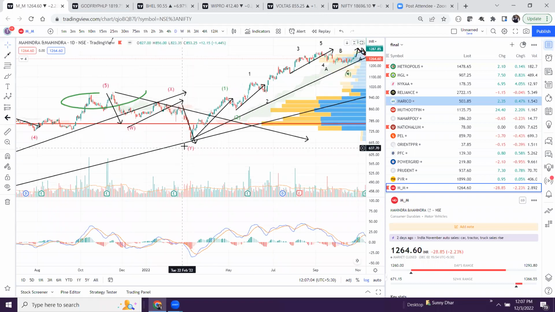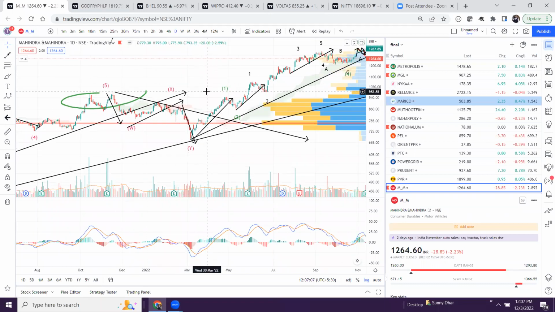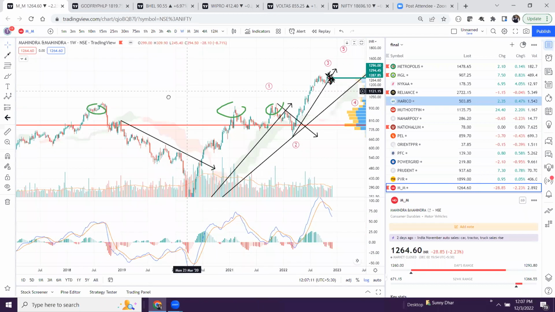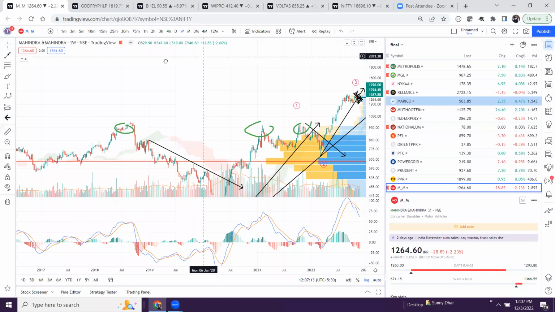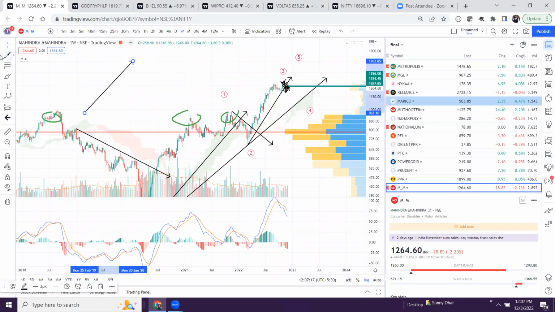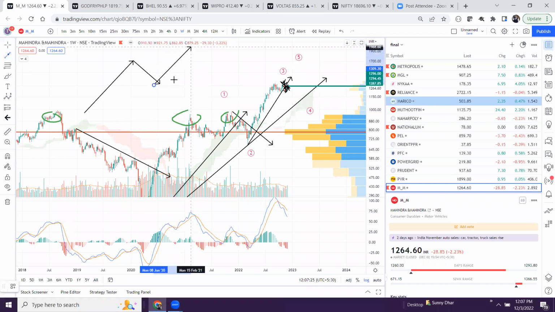And you know, after the correction, it will start the next impulse. So our first priority was to trade the next impulse. I repeat again, this is the first impulse. After that you get a corrective structure. This is nothing but a three wave structure, WXY, and after that you have to trade the next impulse.